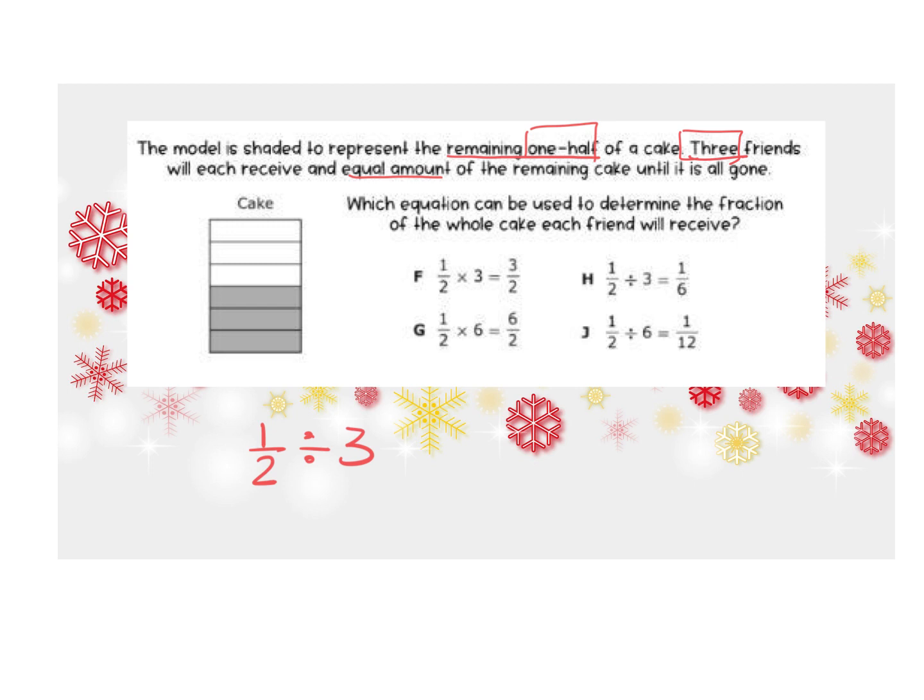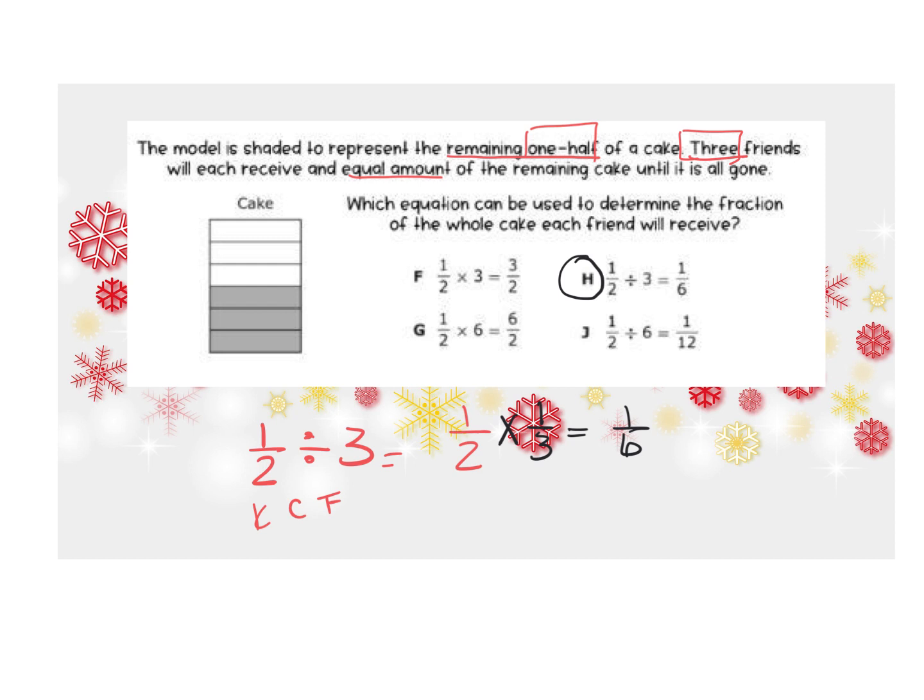I'm going to actually work this problem out to make sure that my equation is correct. So I'm going to keep, change, flip. That's going to equal 1/2 times 1/3. That's going to give me 1/6. So 1/2 divided by 3 is equal to 1/6. So my answer should have been H.